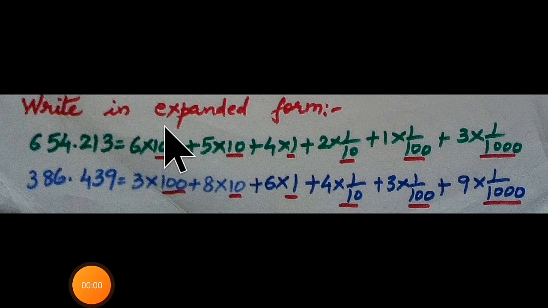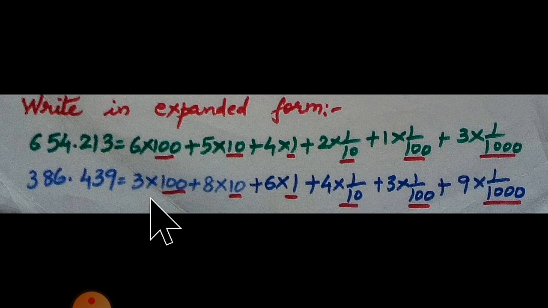Now write in expanded form. 654.213 equals, now see, if after the point the digits are there, we will divide by 10, 100 and 1000. If before the point the digits are there, we will multiply by 100, 10, 1 like that. Okay. So 6 into 100 plus 5 into 10 plus 4 into 1 plus 2 into 1 upon 10 plus 1 into 1 upon 100 plus 3 into 1 upon 1000.